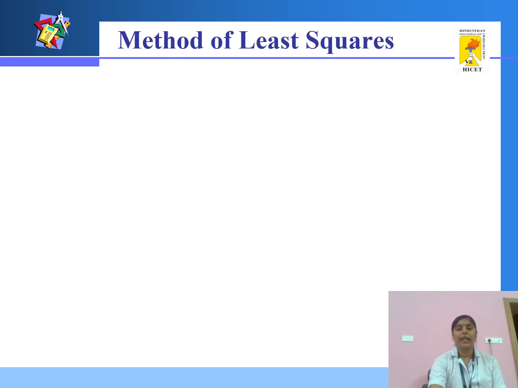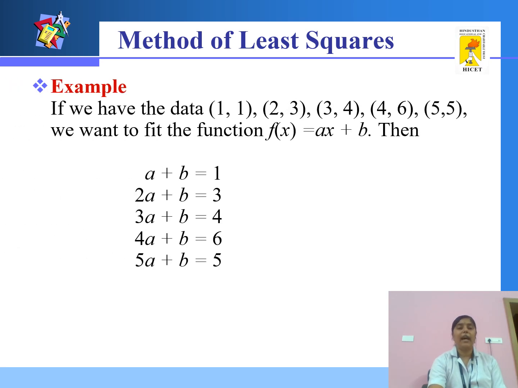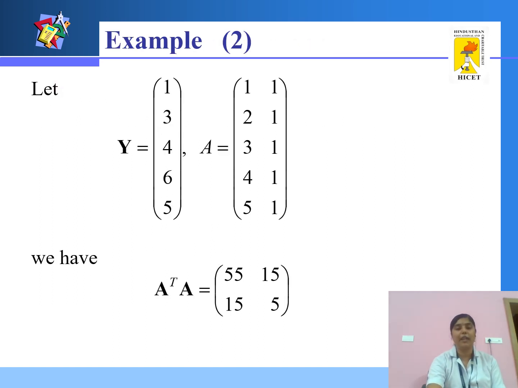So, we move on to the next topic, that is method of least squares. If we have the data, that is ordered pairs (1, 1), (2, 3), (3, 4), (4, 6) and (5, 5), we want to fit the function f of x equal to ax plus b. Then a plus b equal to 1, 2a plus b equal to 3, 3a plus b equal to 4, 4a plus b equal to 6 and 5a plus b equal to 5.